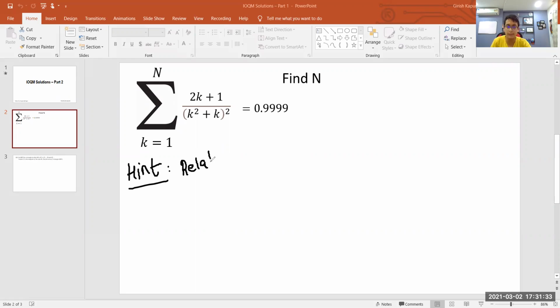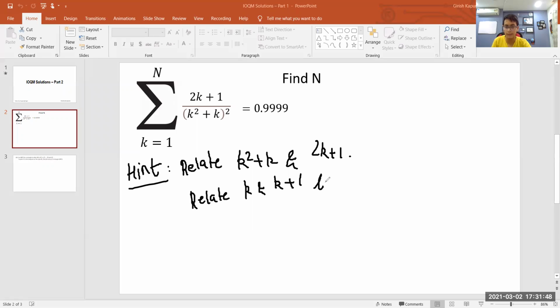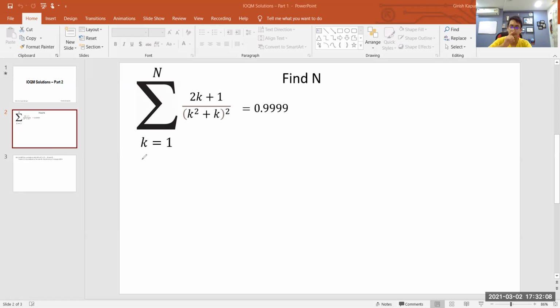So the hint is to relate k square plus k and 2k plus 1, or more precisely, relate k and k plus 1 to 2k plus 1, expressing it as a difference of two squares. Okay, that is the key element to solve this problem. So let's dive right into the solution.